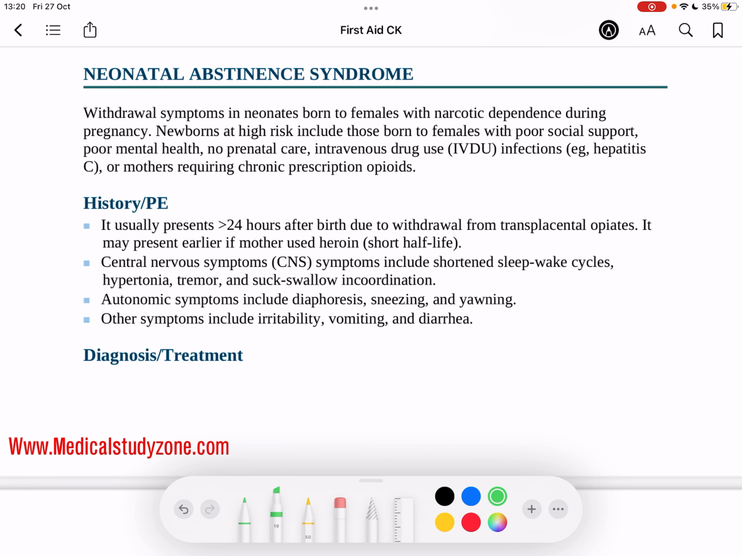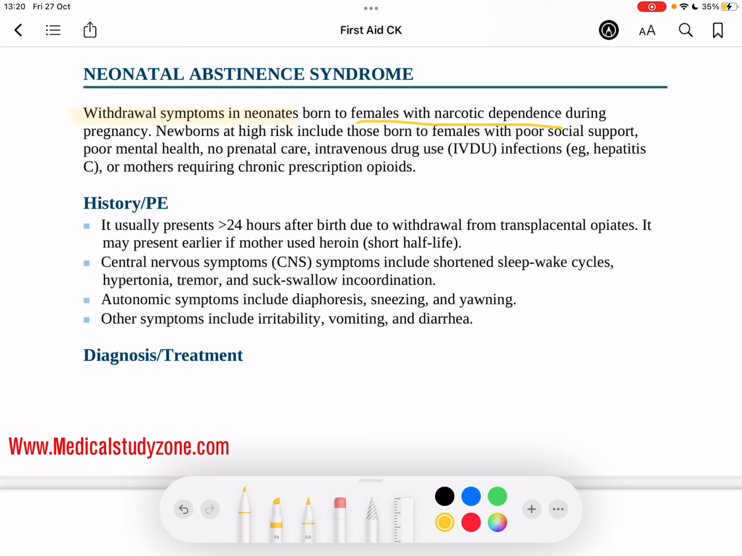Great, now we're going to be talking about neonatal abstinence syndrome. So neonatal abstinence syndrome is essentially the withdrawal symptoms that we get in the neonate that are born to mothers who had narcotic dependency during pregnancy. So maybe the mum was an IVD user and the heroin and the opioids, they cross the placenta, they cause desensitization in the neonate. So then when the neonate is born and they no longer get blood from the mum that's got opioids in it, they start getting the withdrawal symptoms.